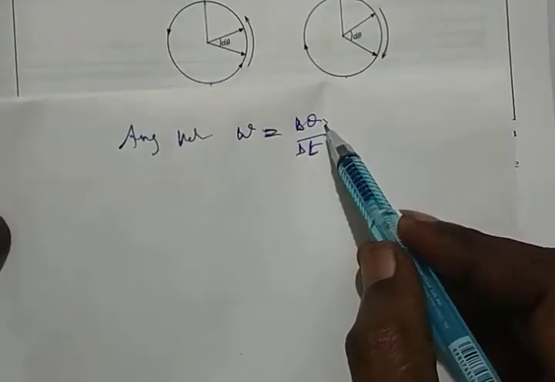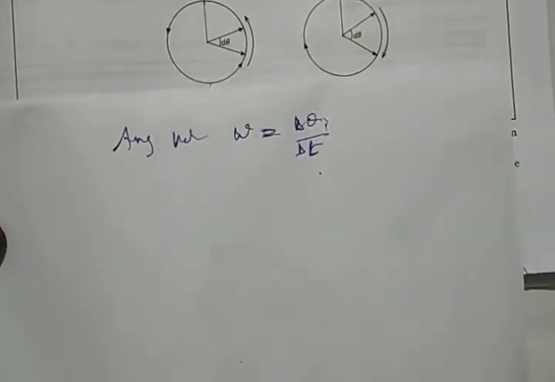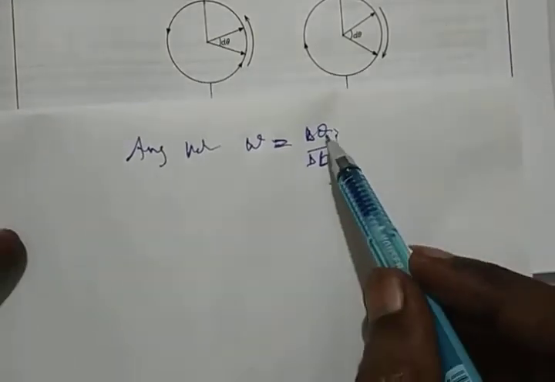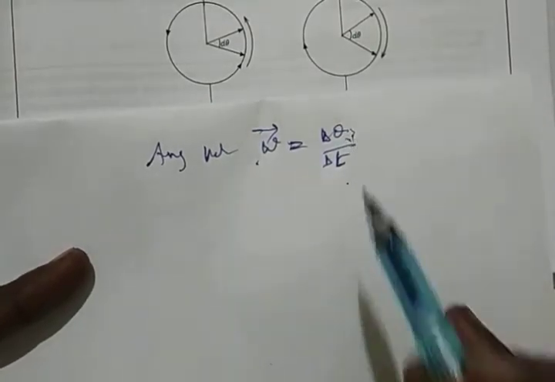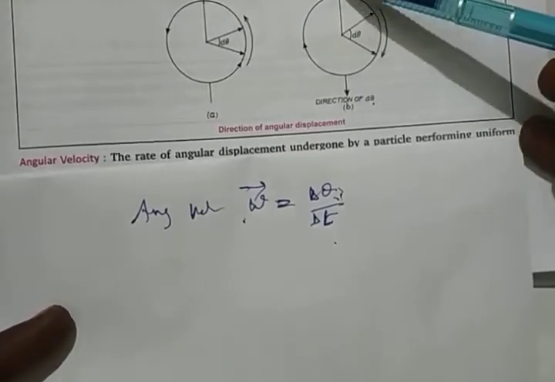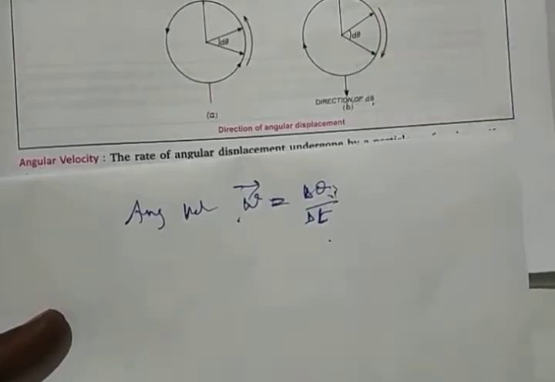It is called the rate of change of angular displacement with respect to time. That's quite simple. And this is also a vector quantity. It follows the same direction as theta. So whatever the direction of the theta, it follows the same.